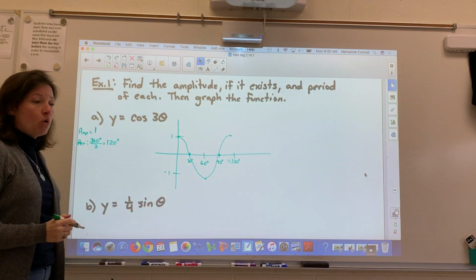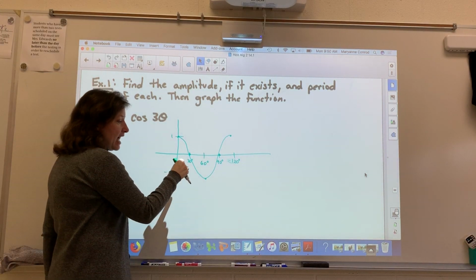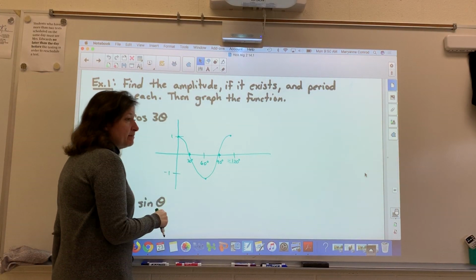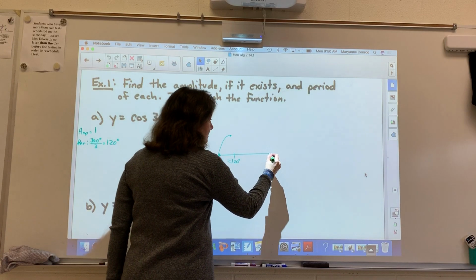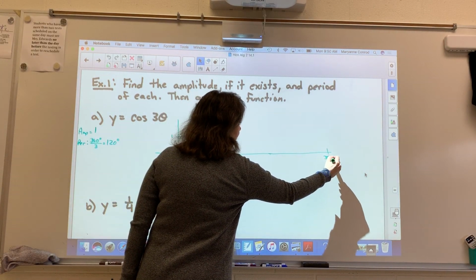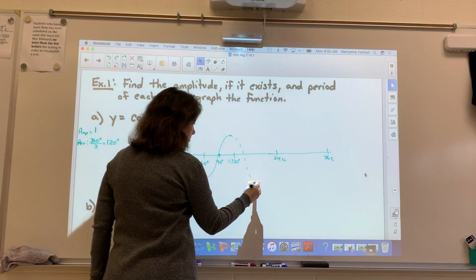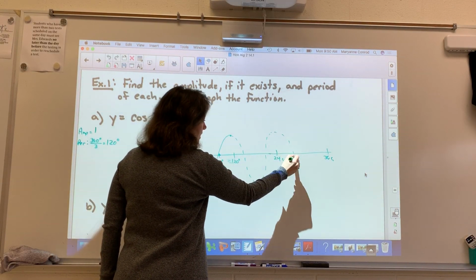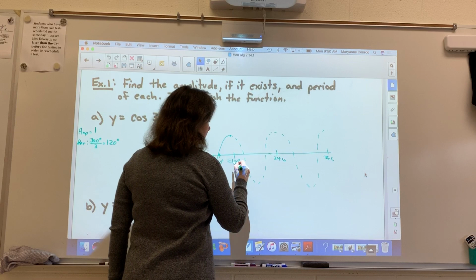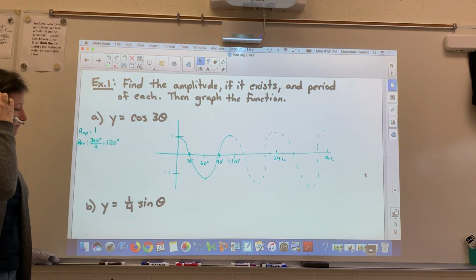Now, if I asked you to go all the way out to 360, how many of these curves will I make? That's right. By the time I get to 360, I'll have finished another cycle and another cycle. Each of those is 120.